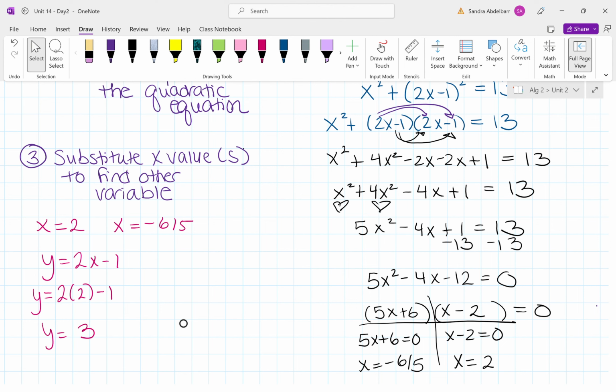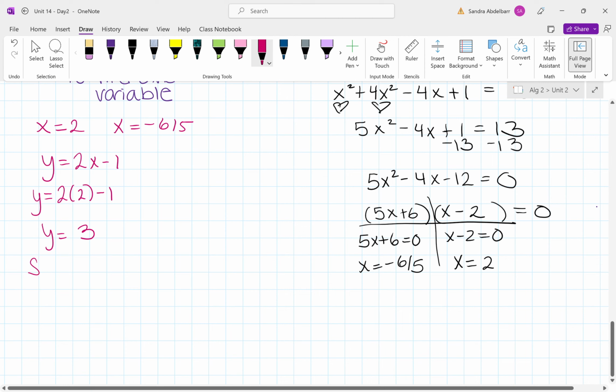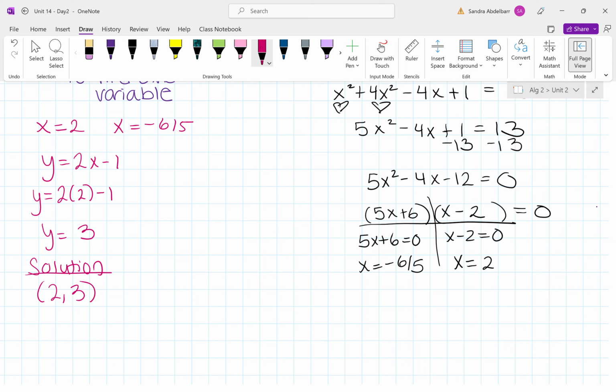So what's my first solution? 3. No. 2, 3. Yeah, you have to write it as a point. 2, 3.